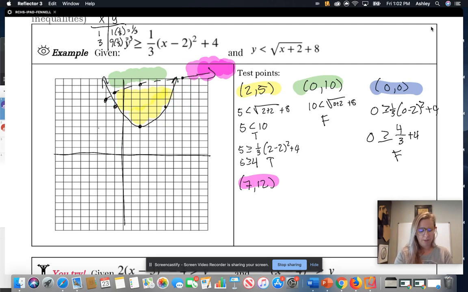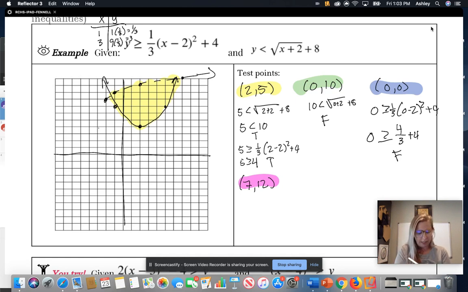All right, so now that we've figured out all those color coordinating business and we found our actual solution, let's do it in yellow since that's what we did. We're going to go ahead and shade our feasible region. And that is our feasible region bounded by the top of our square root function and the quadratic, right? So in between those two is our feasible region.